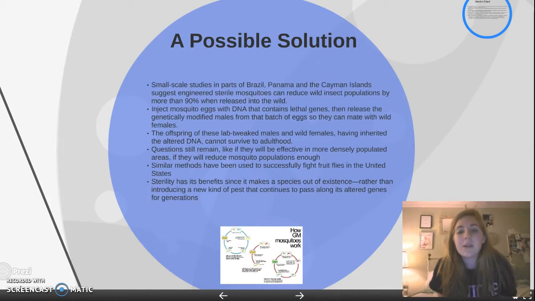There are still a lot of questions, like whether they'll be just as effective in more densely populated areas, if the reduction in mosquito populations will be enough, etc. There have been similar methods used with fruit flies in the United States, which leads some people to feel hopeful about the possible use of genetically modified mosquitoes. And sterility also has its benefits because it just wipes the species out of existence, as opposed to adding another species that continues to be a pest afterwards.